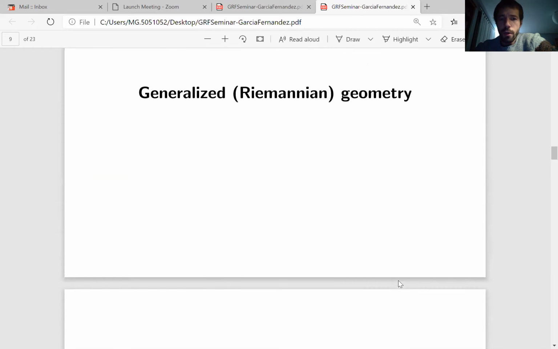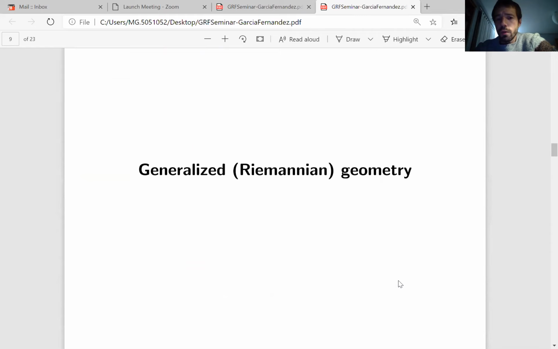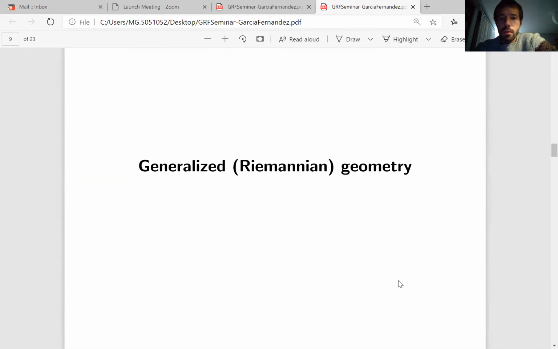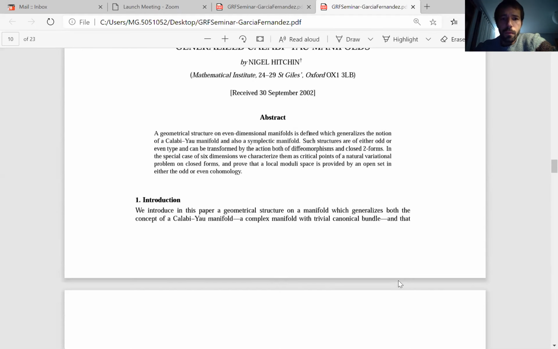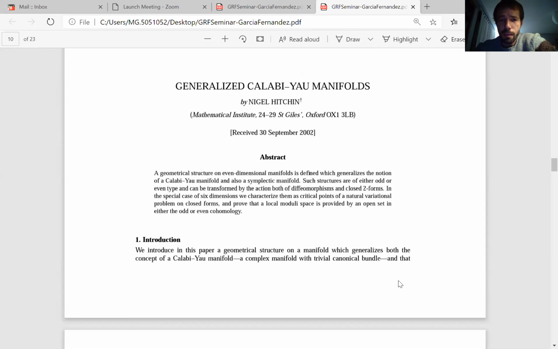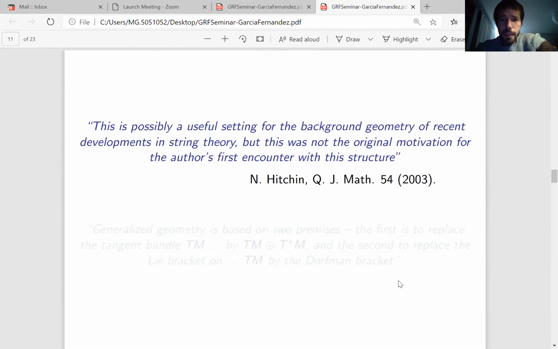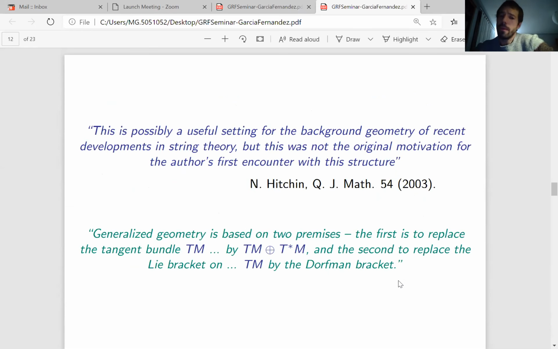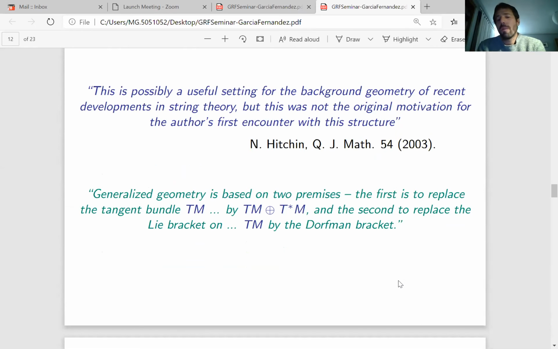Okay, so in order to do so, let me go to generalized geometry. As I was mentioning the other day, generalized geometry was introduced by Hitchin in this seminal paper, and the main idea is that it is based on two premises. The first one is to replace the tangent bundle by tangent plus the cotangent bundle. The second one is to replace the Lie bracket on vector fields by the Dorfman bracket on sections of tangent plus cotangent. And trying to proceed in a similar way as we do in Riemannian geometry, we find some very natural geometric structures which are related to generalized Ricci flow.